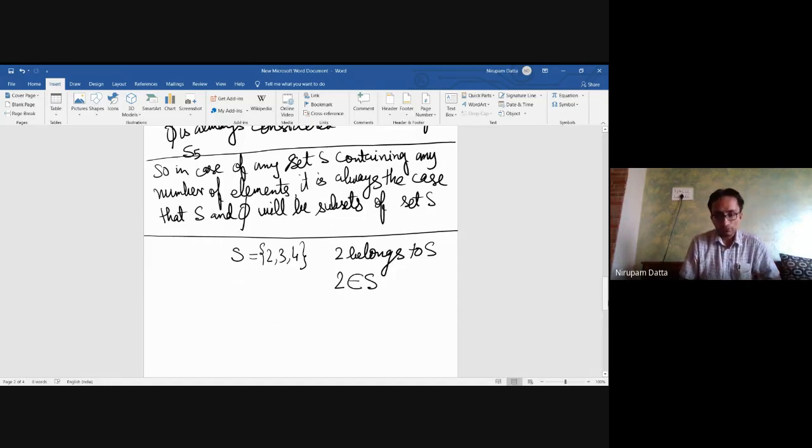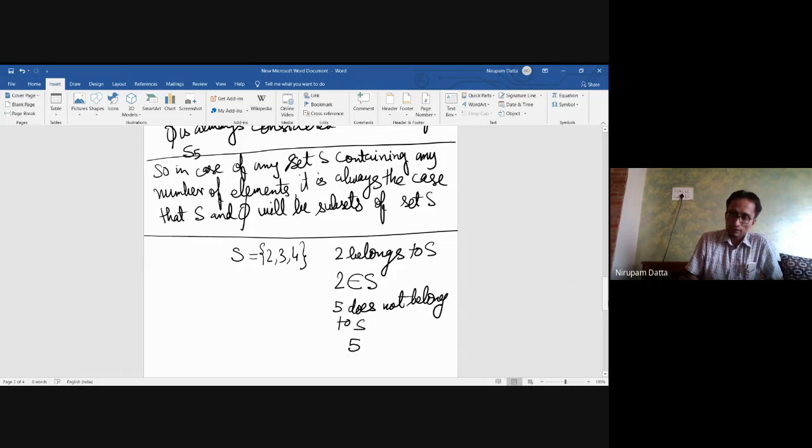Now 5. Do you find element 5 in set S? No. 5 does not belong to S. So how will we write this? We will put the epsilon sign and then cross it, which means that it does not belong to. So 5 does not belong to set S.